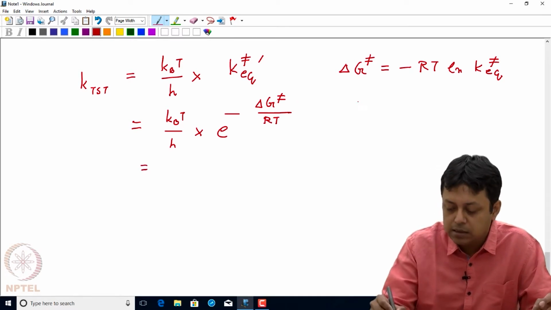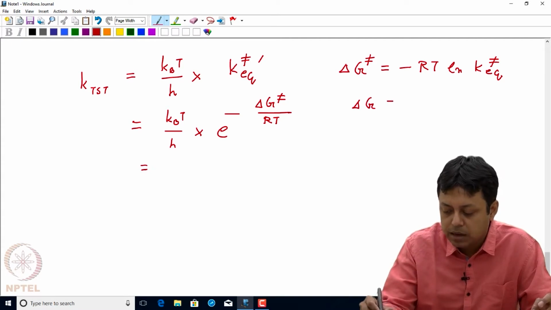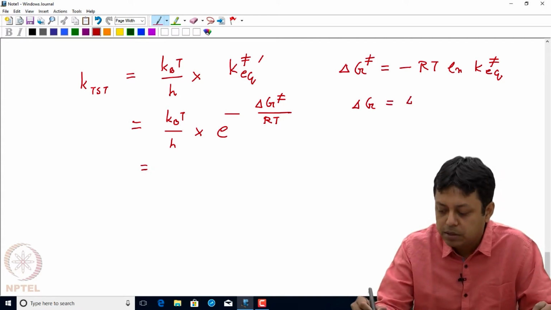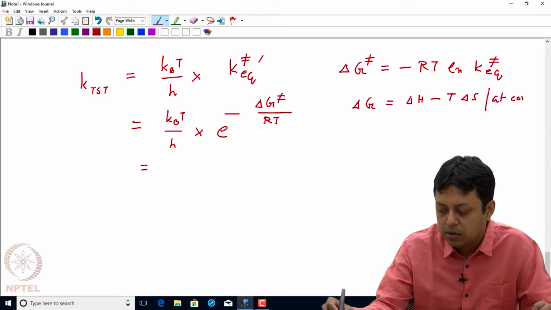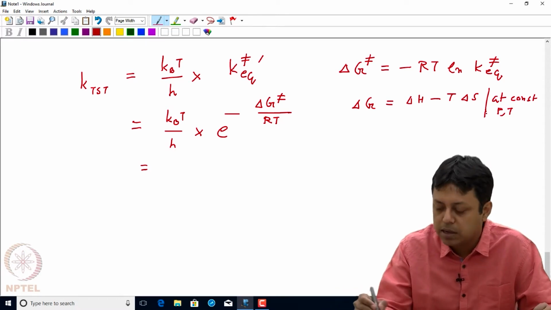Now what is del G? Del G is at constant pressure and temperature. It is del H minus T delta S. Of course it is at constant pressure and temperature, that's why we got this expression. Now what is del H?